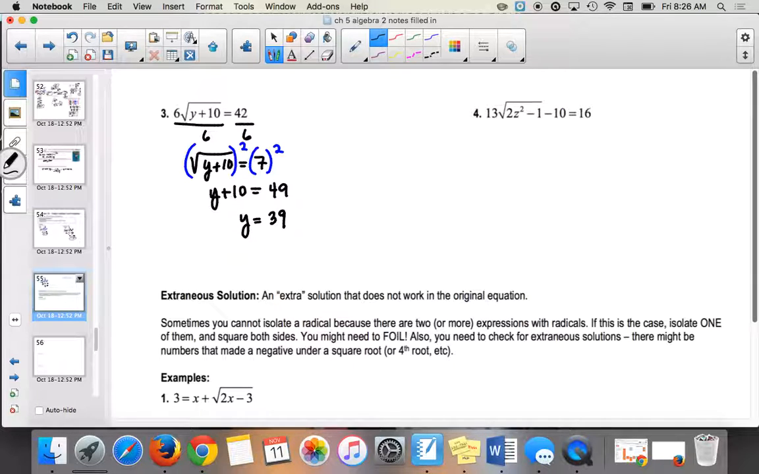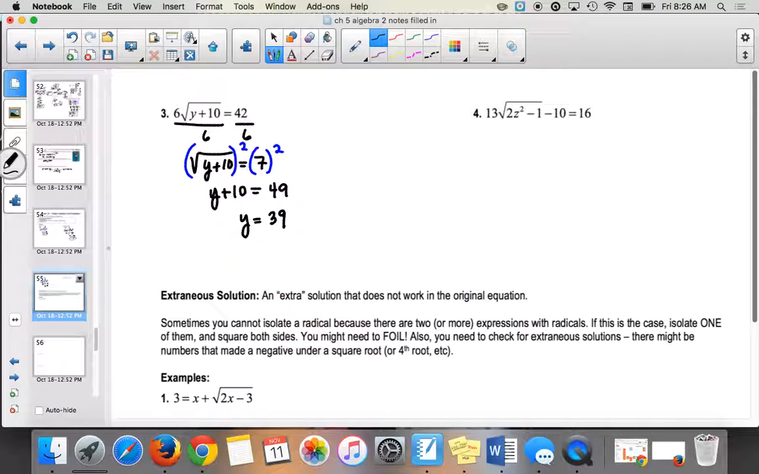All right, did you guys get y equals 39? So you divide by 6 and you get 7. You square both sides to get rid of the square root. So you have y plus 10 is equal to 49. So y is equal to 39 when you subtract the 10. Feel good about that? All right, so try number 4 along with me.